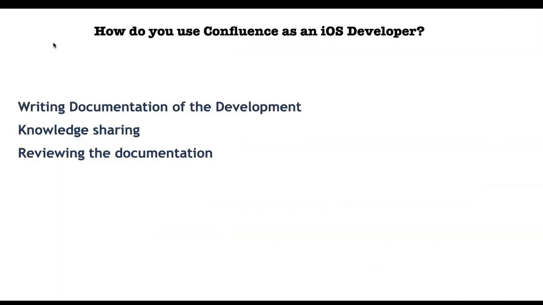How do you use Confluence as an iOS developer, as a software engineer? Writing documentation of the development. If you are working on a feature, you can write the documentation for that. Knowledge sharing. If you have learned something new, you can share that here. Reviewing documentation. If someone already worked on something and wrote the documentation, you can review that. These are the three common things that you do in Confluence as a software engineer.